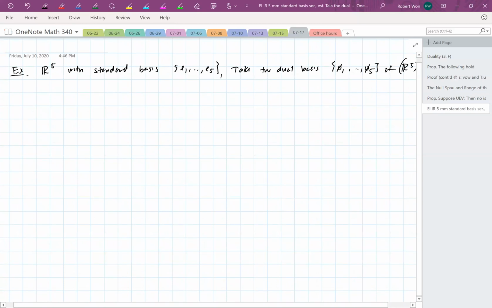Now let's take a subset or even a subspace. We can take any subset we want. So let's let U be the subspace spanned by E1 and E2, also known as the XY plane in R5. What I can ask is, what is the annihilator of the XY plane?